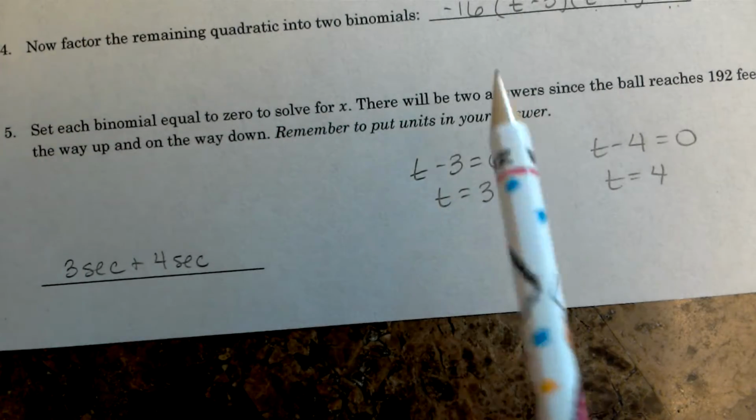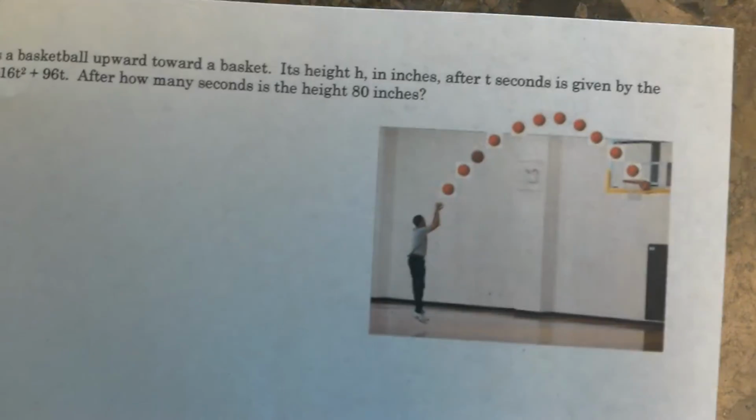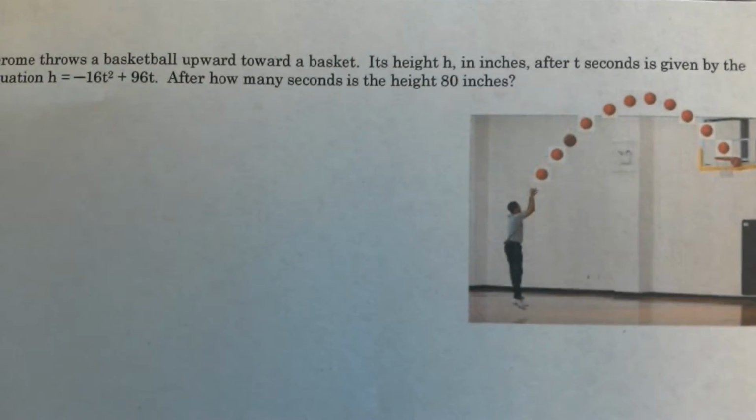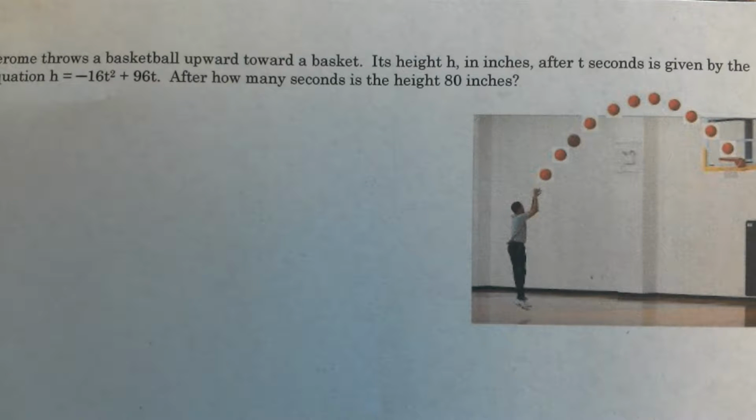And don't forget to put your units in your answer because we're solving a word problem. Okay, let's do a couple more. This is talking about having somebody throw a basketball up in the air. Jerome is throwing a basketball up in the air. The height is in inches, and it's given by this particular equation. How many seconds is the height 80 inches?